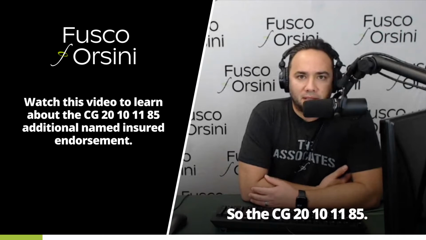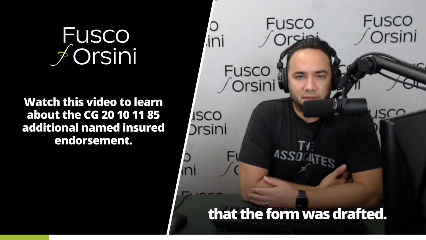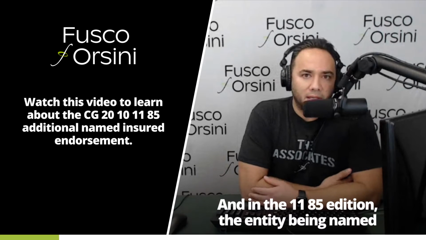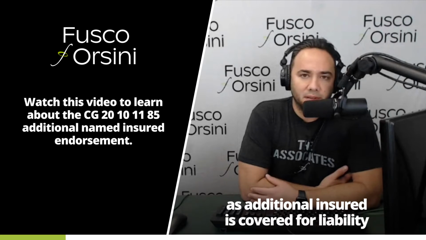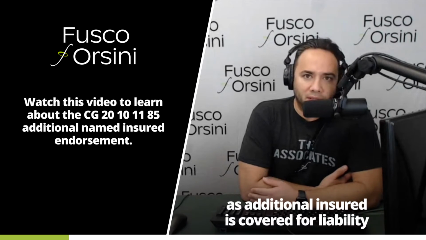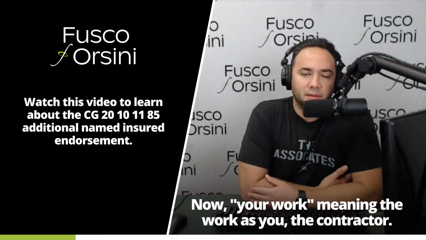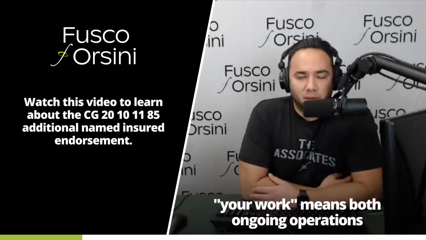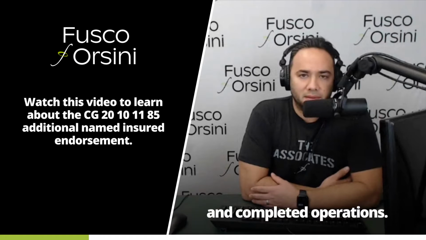So, the CG 2010 1185 refers to the month and the year that the form was drafted. So November 1985, making it an old edition of the CG 2010. And in the 1185 edition, the entity being named as additional insured is covered for liability arising out of your work. Now, your work meaning the work as you, the contractor. And in this edition, your work means both ongoing operations and completed operations.